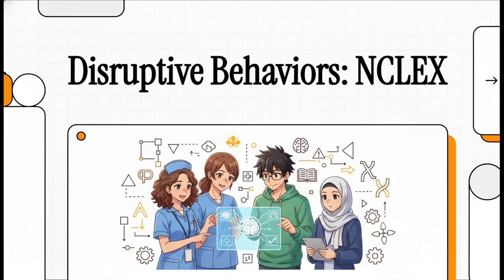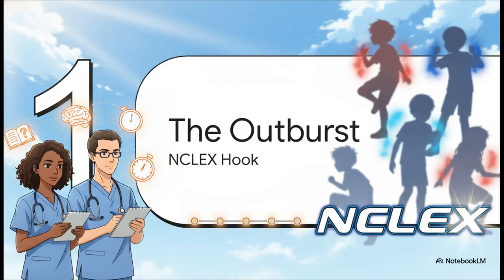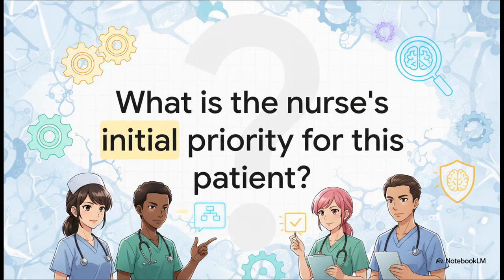Let's jump right in. Okay, so to get our brains warmed up, let's start with the classic NCLEX style question. All right, picture this. You've got a 14-year-old, history of defiance, and he's just been admitted because he physically threatened a teacher. So what is the nurse's initial priority? And you know that word initial is pure gold on the NCLEX. Think about what you do first. We'll circle back to this.